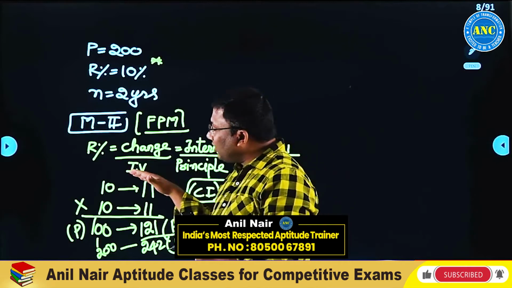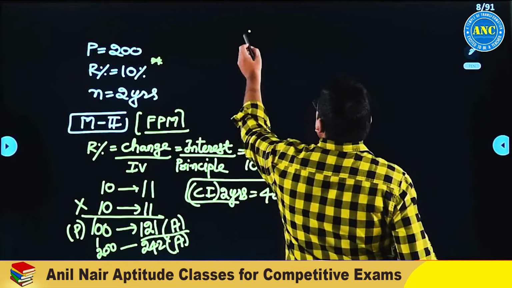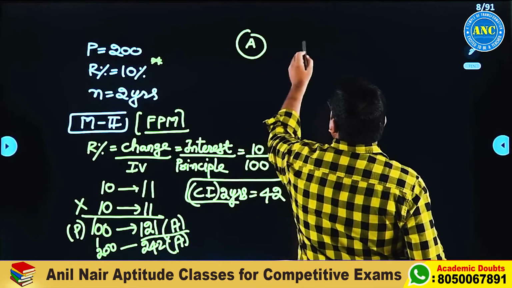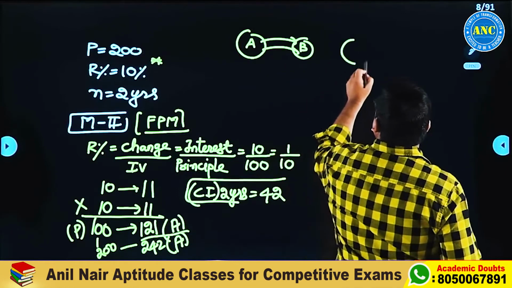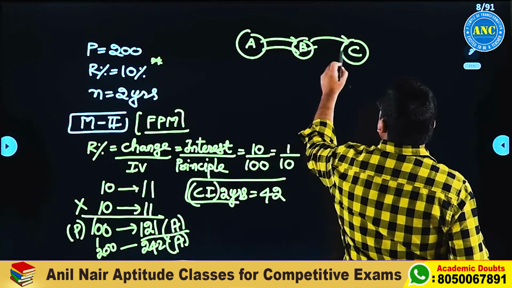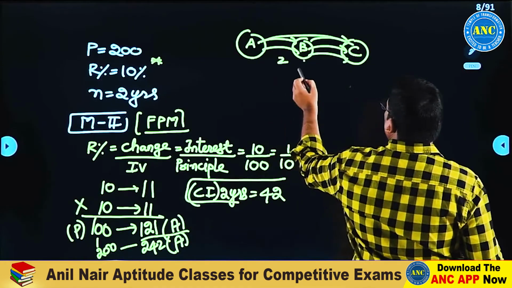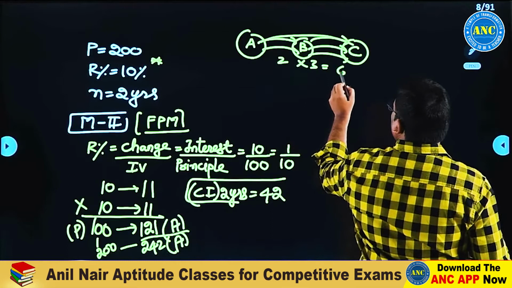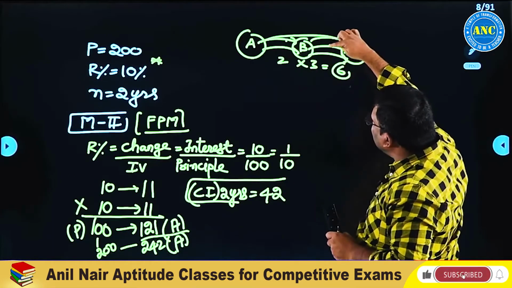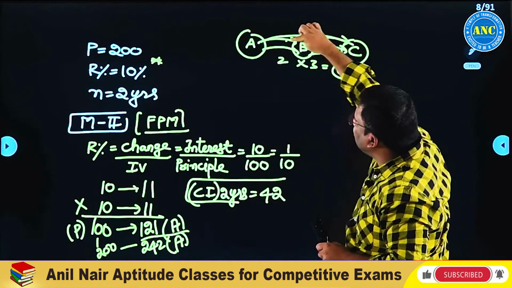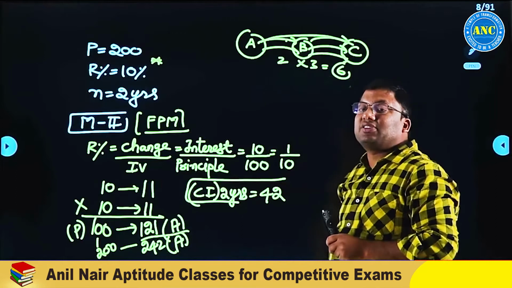Sir, why are we multiplying, why are we not adding? I need to go from A to B. There are 2 routes. I need to go from B to C. There are 3 routes. Total to go from A to C: here 2 routes, here 3 routes, 6 routes are there. If I take this route, either this or this or this, with this route, 3 ways. With this route, 3 ways. 3 plus 3 is 6.